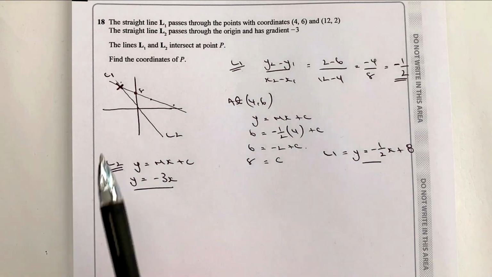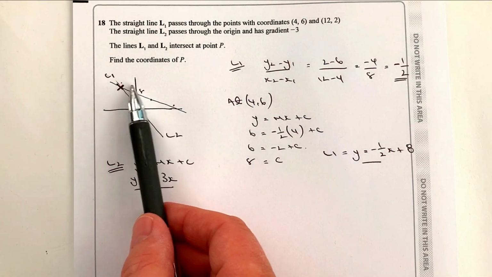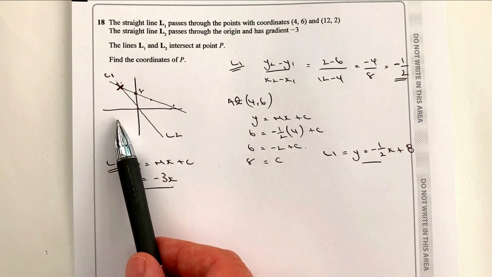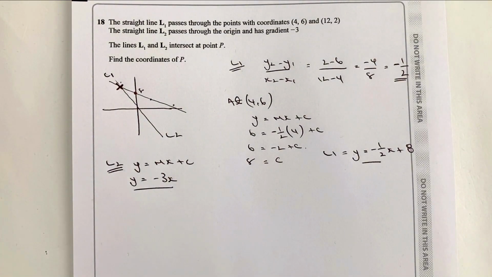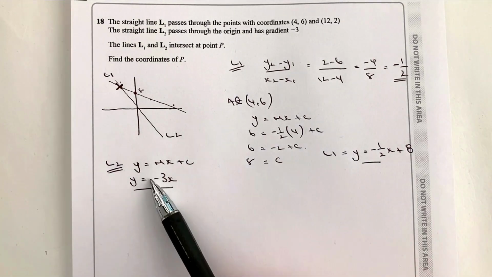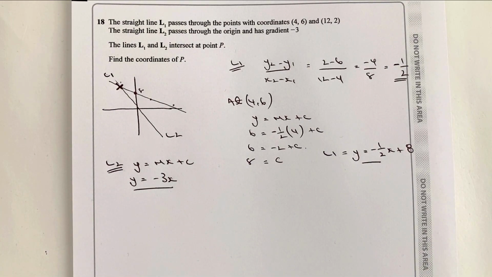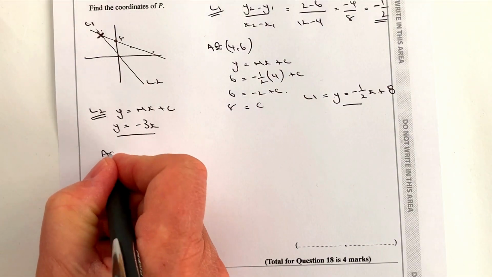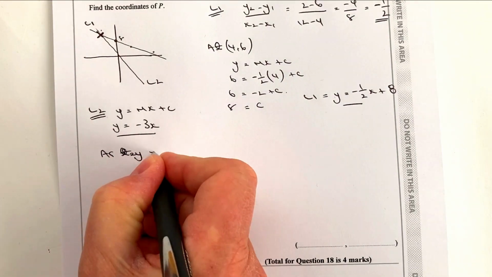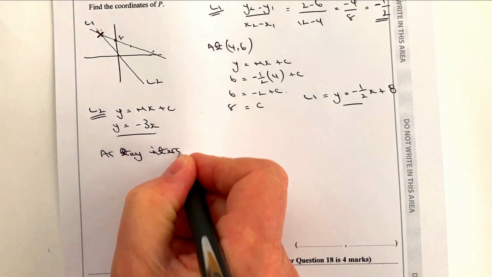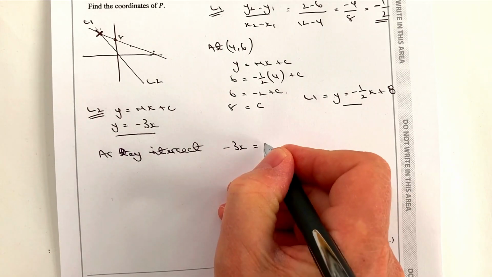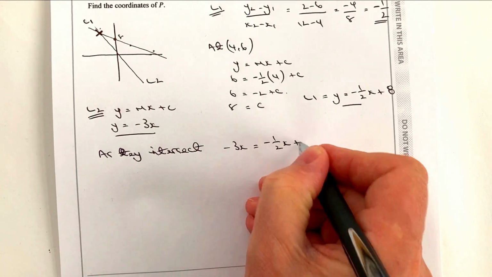Okay, so we've gone along the corridor and up the stairs, and at this particular point y is going to be the same, as is the x coordinate. What we can do is say that both of them are equal to y, so they must both be equal to each other. As they intersect, we can say that minus 3x equals minus a half x plus 8.